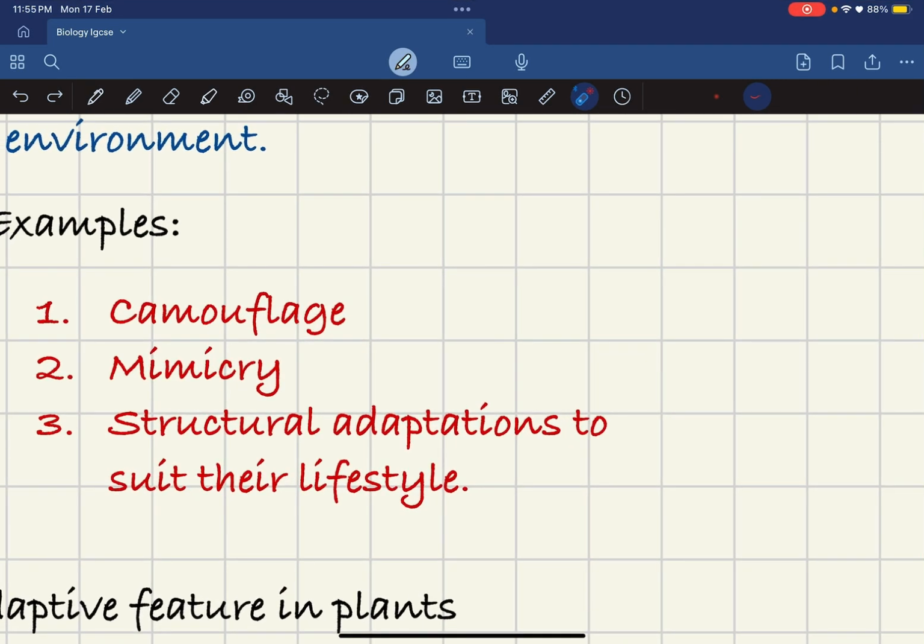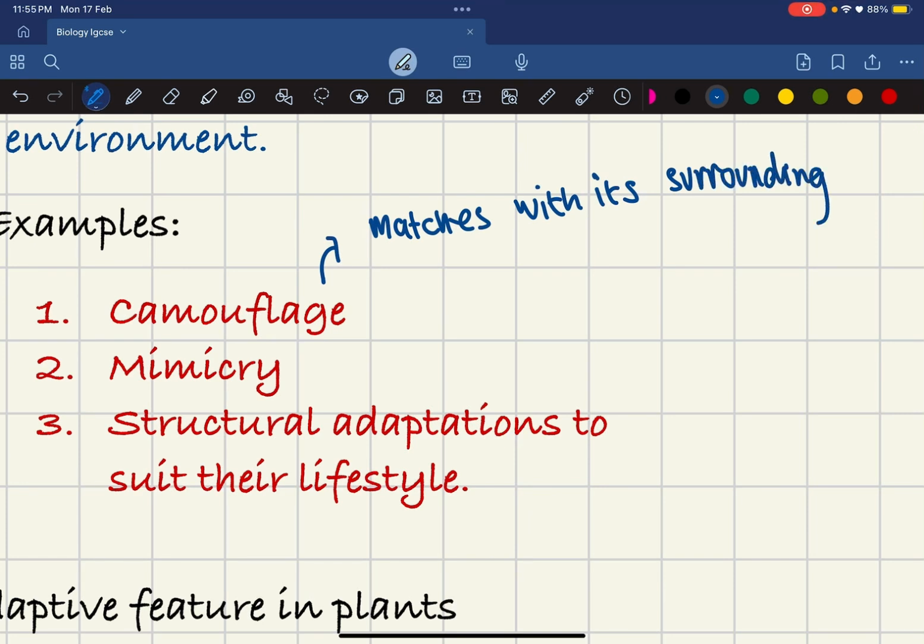Some of the examples over here. The first example is camouflage. Camouflage is when an animal or a plant, you could say, matches with its surroundings so that it can't be seen. So it matches with its surrounding.